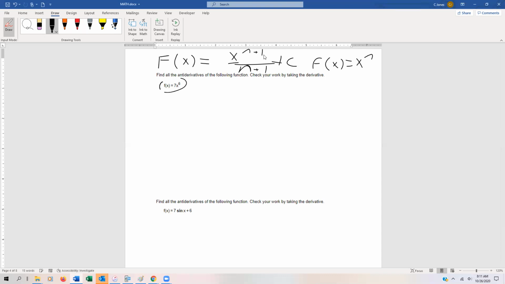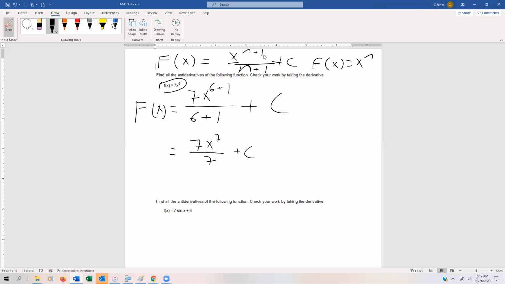So in this one, we're going to take the antiderivative to be equal to 7x to the 6 plus 1 divided by 6 plus 1, just by using this general rule, which is the same thing as 7x to the 7th divided by 7, plus c, which is the same thing as x to the 7th plus constant c.